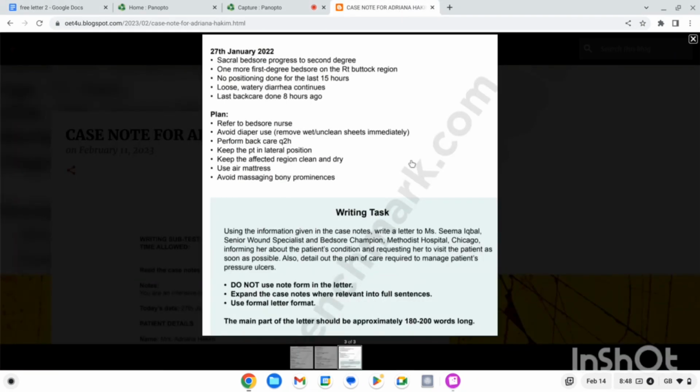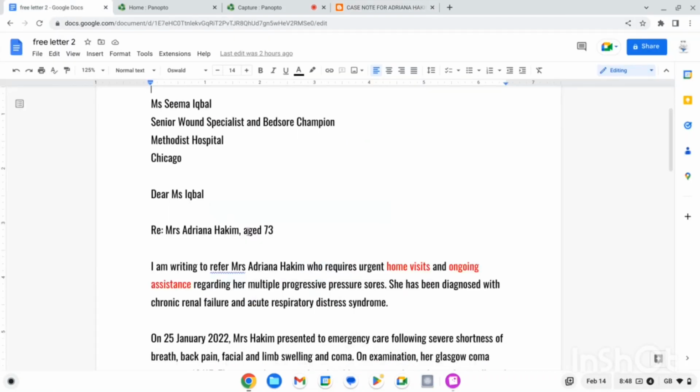What's the purpose of this letter? The purpose of this letter is to inform Miss Sima Iqbal about our patient regarding her immediate treatment for pressure ulcers. Okay, so we will check what's happened in our introduction.